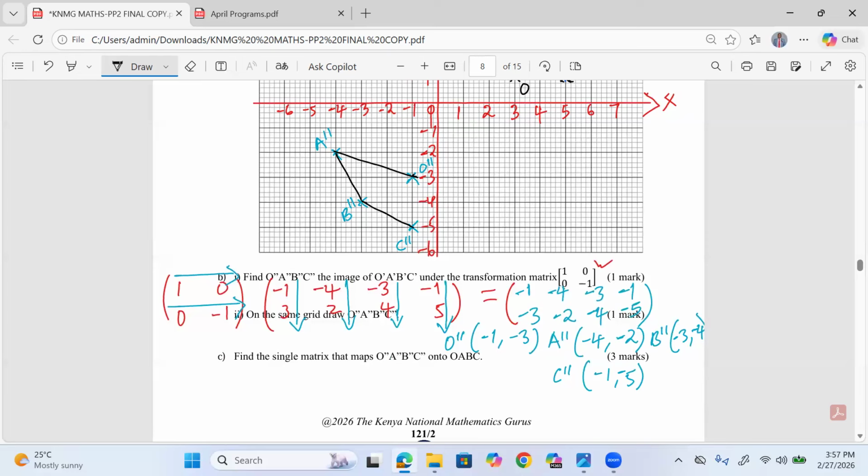That is it. So we have the three quadrilaterals. That is how they are supposed to feature on the grid. And finally, we got a question, ladies and gentlemen, in part C that tells us to find the single matrix that maps O double prime, A double prime, B double prime onto OABC, the first quadrilateral. How can we have this one, the last one that we've drawn, being mapped to the first one that we started with, to the original object?